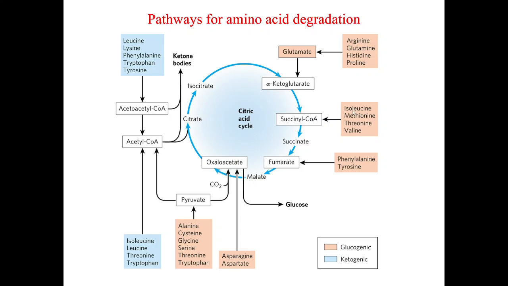Let's see the carbon skeleton of isoleucine, methionine, threonine, and valine. They are getting converted into succinyl CoA. Succinyl CoA gets converted into succinate, then fumarate. Phenylalanine and tyrosine skeletons come in the form of fumarate. Aspartate and asparagine come in the form of oxaloacetate. Alanine, cysteine, glycine, serine, threonine, and tryptophan skeletons are converted into pyruvate. Isoleucine, leucine, threonine, and tryptophan carbon skeletons are converted into acetyl CoA. Leucine, lysine, phenylalanine, tryptophan, and tyrosine carbon skeletons are converted into acetoacetyl CoA.